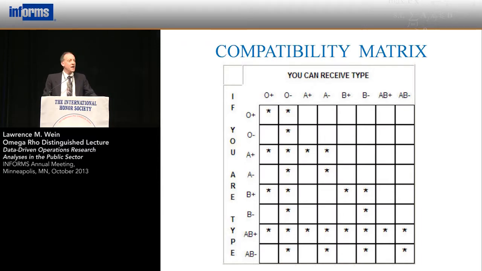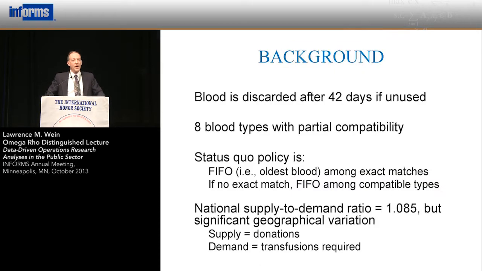then you'd go to this compatibility matrix. Here you'd see that for A positive patients, there's 3 other blood types they could get. Among those compatible blood, we would give the blood that's oldest. A key factor here is what's called the supply to demand ratio. Nationally, there's excess supply, but this varies from place to place.